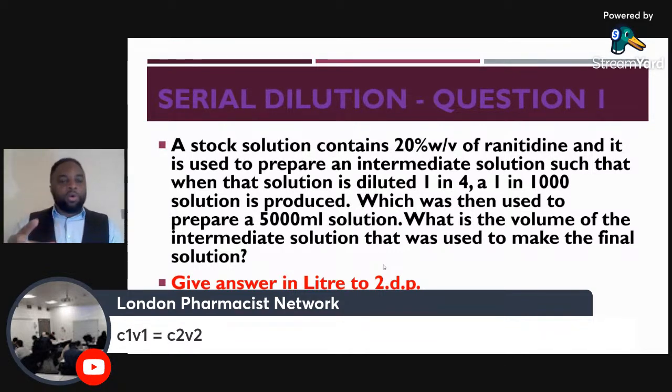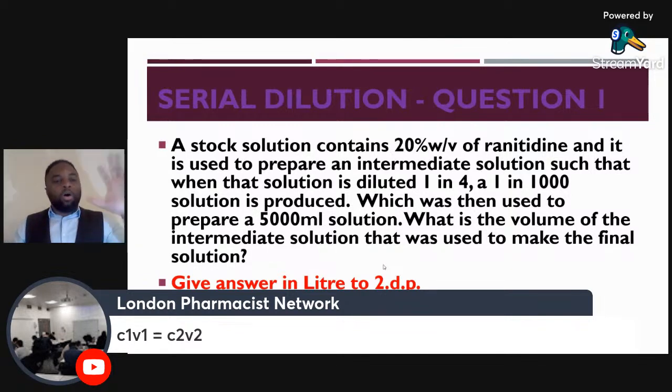What volume of this do you need to make this? Sometimes you can say, what volume of stock do you need to make intermediate? What volume of stock do you need to make final? What volume of intermediate do you need to make final? So look at the two things that it's asking you about and focus on those two.